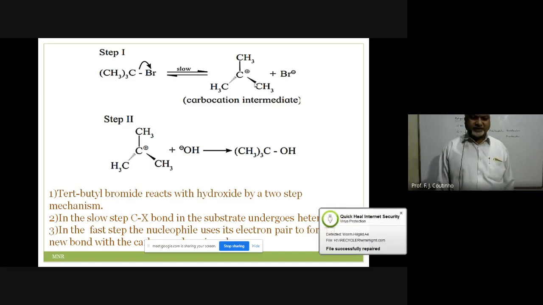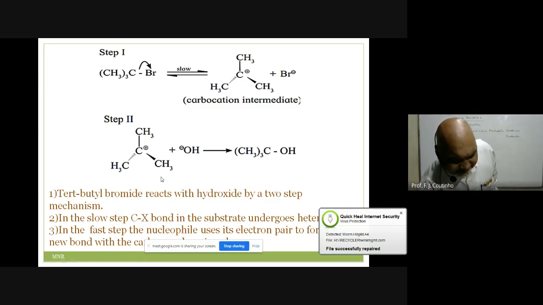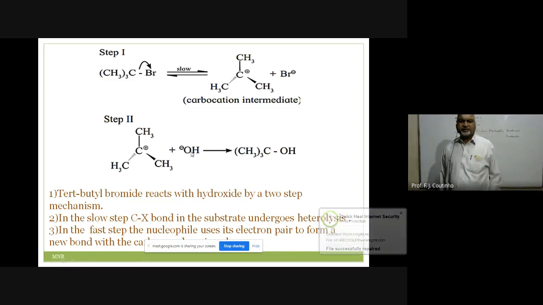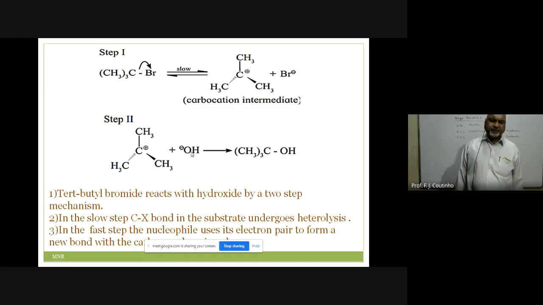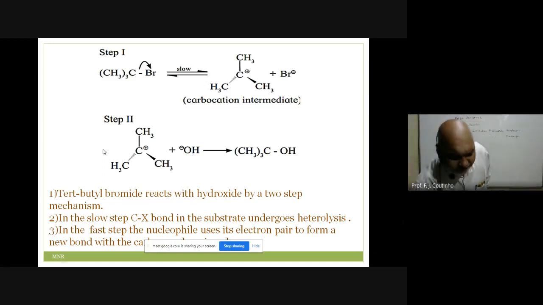And in the second step, this carbocation is attacked by OH minus. This tertiary butyl carbocation which is formed is attacked by OH minus. Now, in this case, the attack is possible from any side. The bond angle between the CH3 groups is 120 degrees, so you can attack either from left, from right, or from down. So OH can attack from any side, and finally you get a product, that is tertiary butyl alcohol.